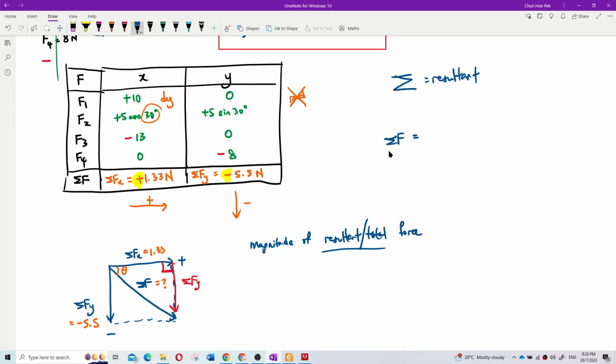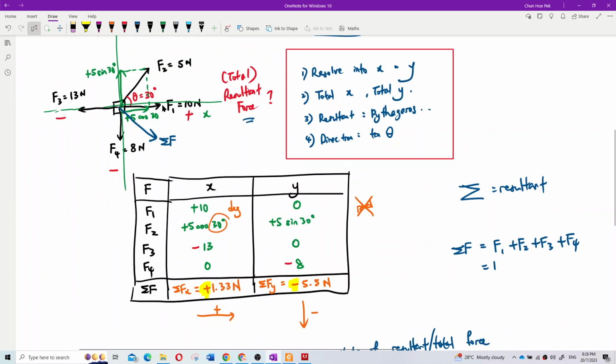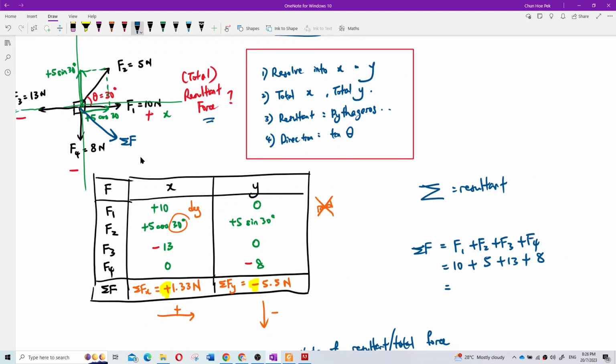So to find resultant force, we don't do it like this. We don't do F1 plus F2 plus F3 plus F4 straight away. F1 is 10, F2 is 5, F3 is 13, F4 is 8. We don't do like this. So what do we get, class? Can you please add it for me? 5 plus 13 is 18. 18 plus 8 is 26. 26, 36. 36 Newton, class.